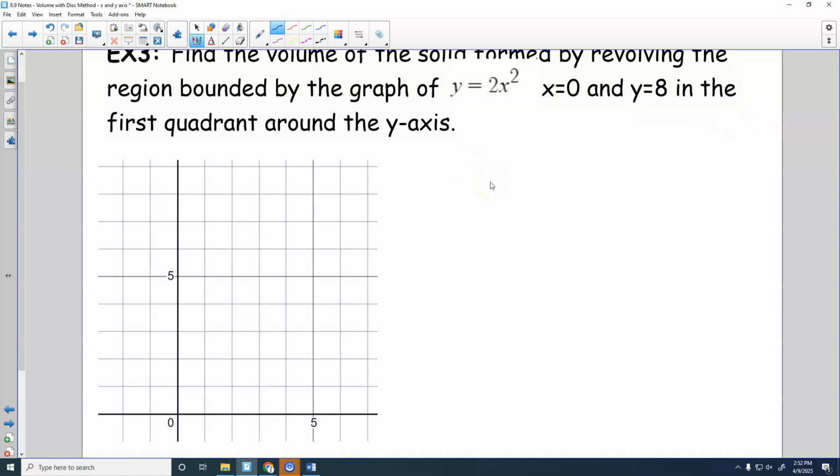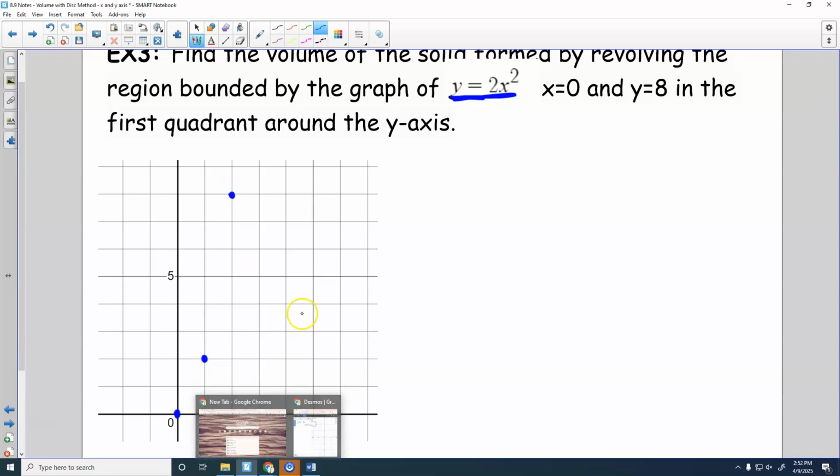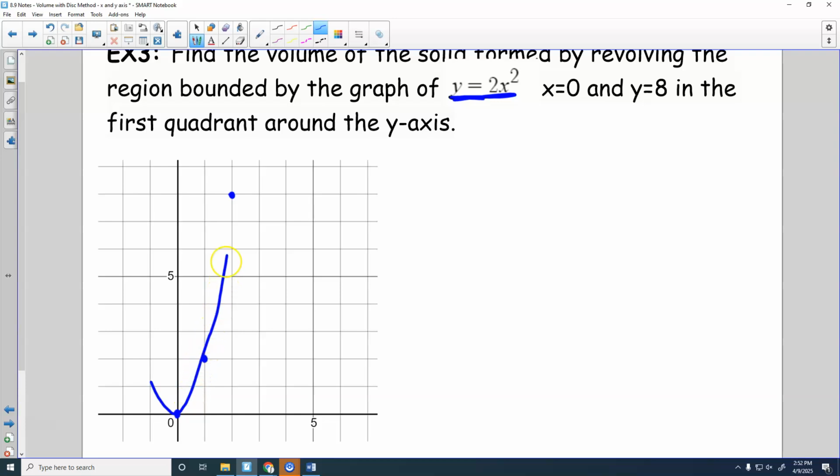So if we've got y equals 2x squared, if I graph it, if I plug in 0, I'll get 0. If I plug in 1, I'll get 2. If I plug in 2, I get 8. Hopefully, we don't need to go any further than that. And it tells us only the first quadrant, so I really don't need anything past that.